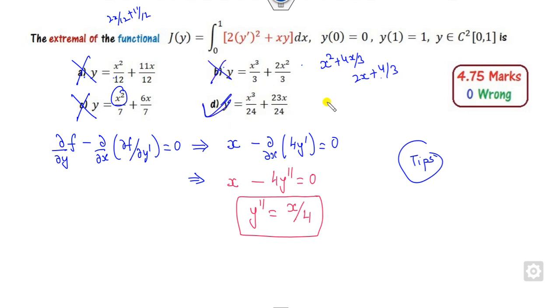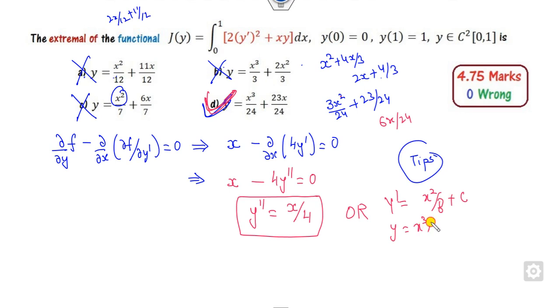This is the right answer. If you take the first derivative, it is 3x square by 24 plus c. What is the second derivative? 6x by 24. It's x by 4. Right answer is here. Or you can find the first derivative, that is x square by 8 plus c. You can find this value, x cube by 24 plus cx plus d. You can substitute this value here and you will get c and d as constants. But there is no need. This is a simple shortcut for you.